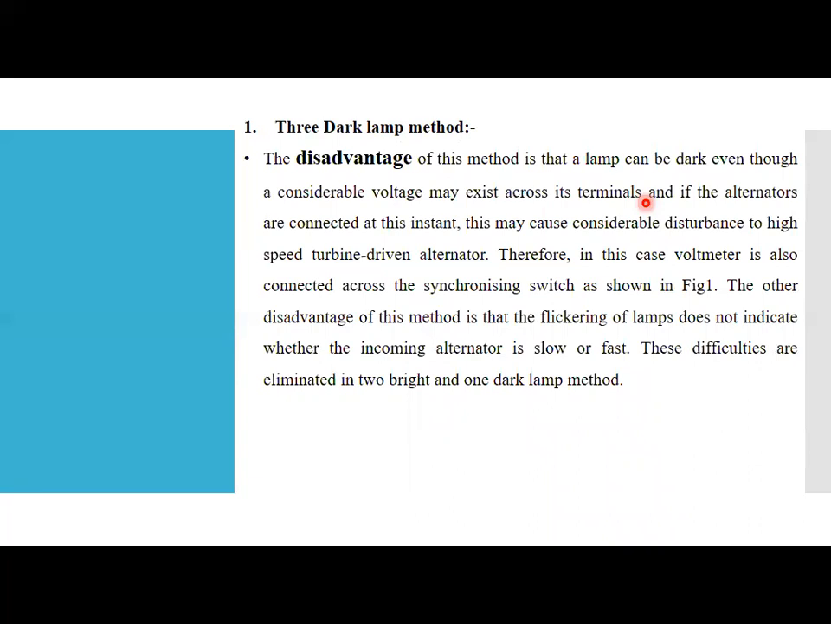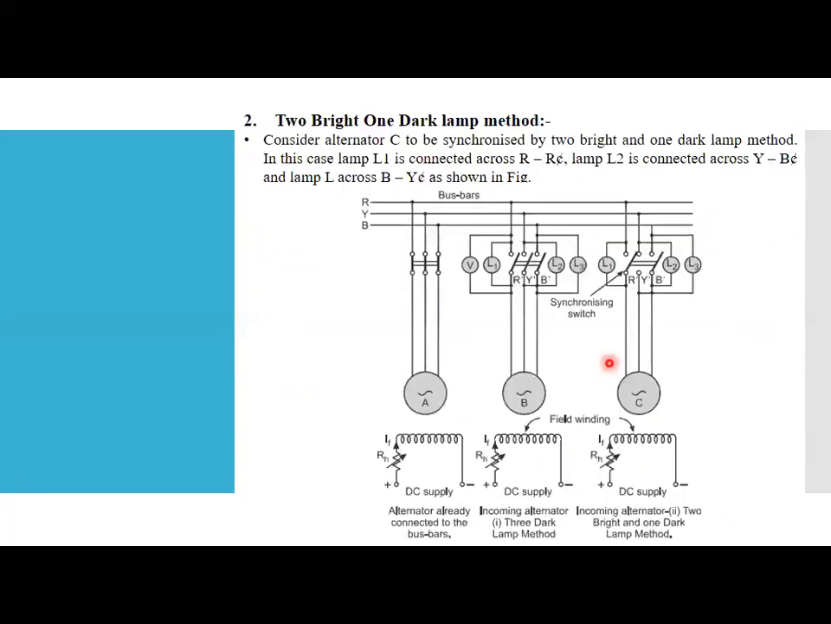So instead of the all dark lamp method, we are going to the second method, which is known as the 2 bright, 1 dark. Now we are going for this method. How? Simply we are interchanging the terminals. 2 bright, 1 dark. So my lamp L1, you can see the figure and tell me which lamp will be dark and which lamp will be bright.